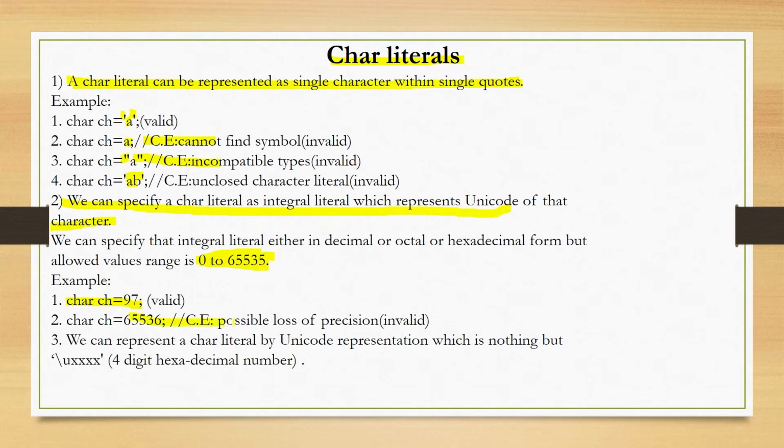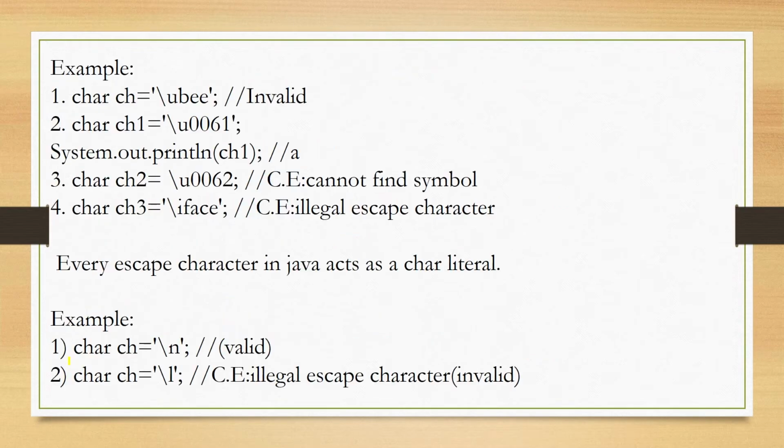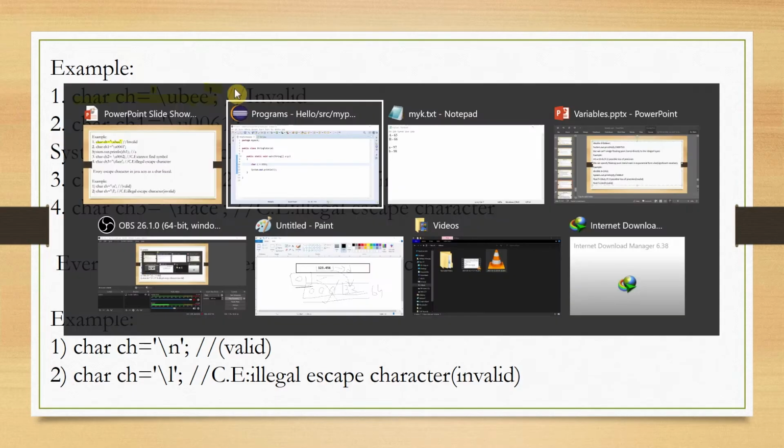So here we just saw that we can also represent a char literal by Unicode representation, which is nothing but \u and the 4-digit hexadecimal number. Here we were specifying decimal numbers, and here we can specify a hexadecimal number accompanied with the \u escape character. So let's see. Here char ch equal to, in single quotes, pay attention to the single quotes, \u and B. So let's try to run this.